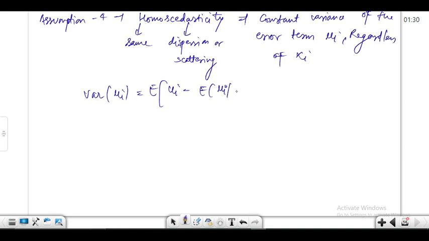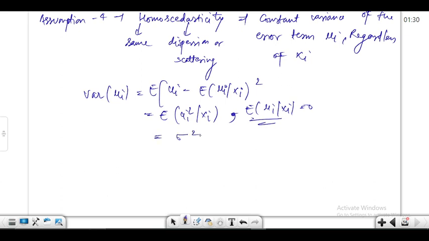So mathematically, the variance of ui is equal to the expected value of ui minus the expected value of ui given xi, whole square. So this is the formula of variance. Okay, so it becomes expected value of ui square given xi, because we know that E of ui given xi is equal to 0, and since we know this, this term becomes this, which is equal to sigma square. So this variance across all values of x is fixed. So this is an assumption that we have made. This is called the assumption of homoscedasticity.